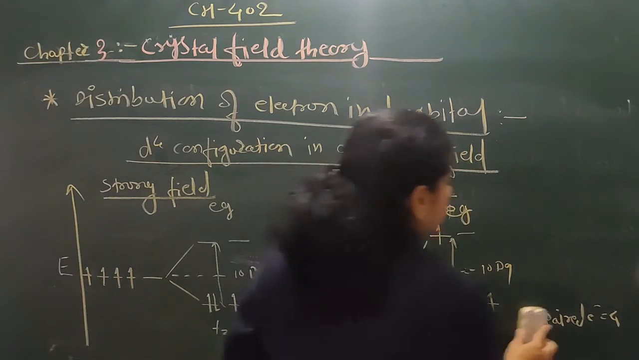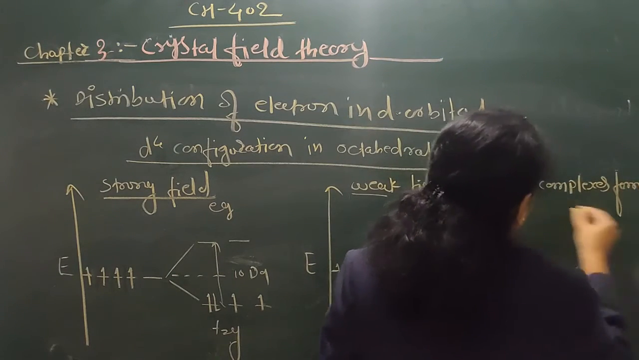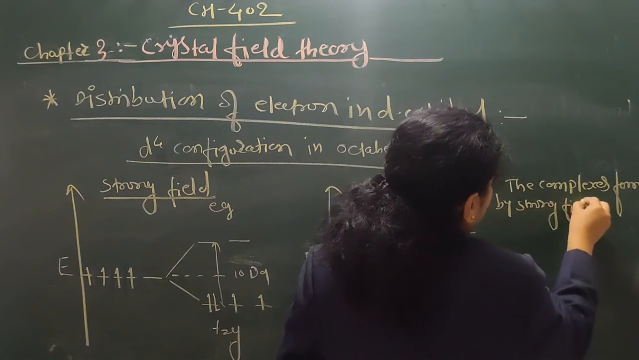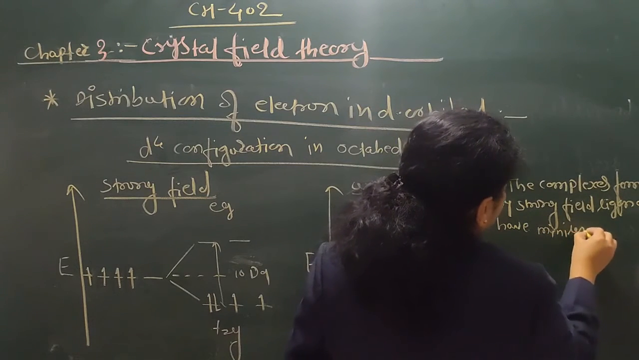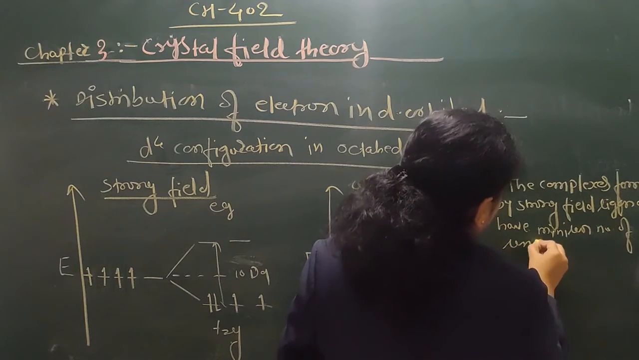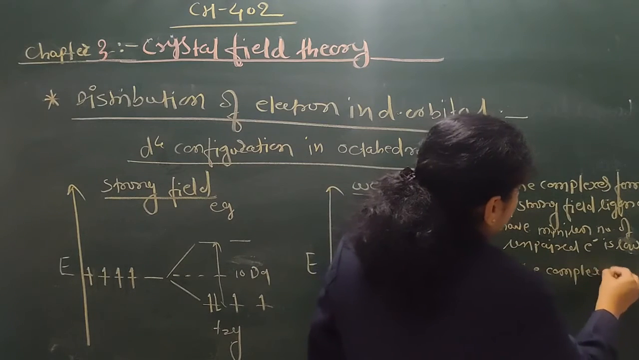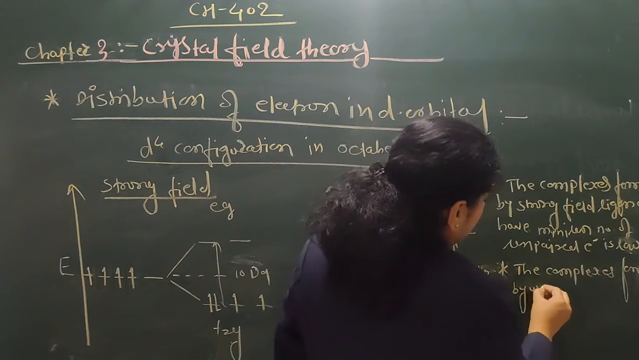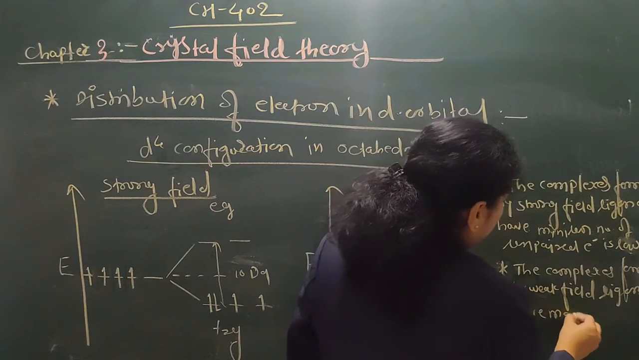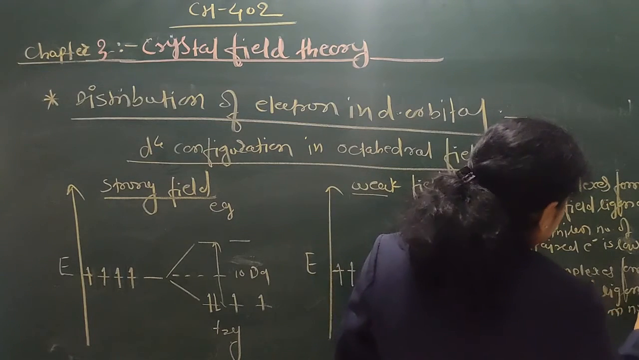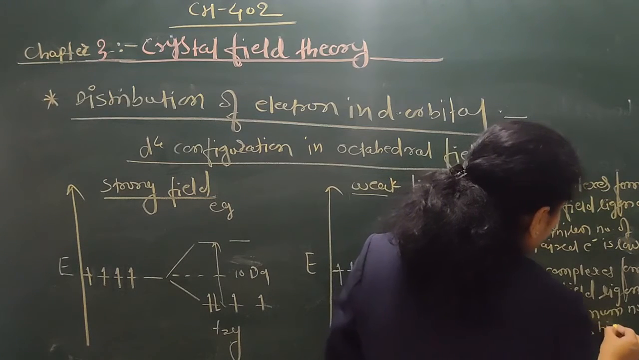So the complexes formed by strong field ligands have a minimum number of unpaired electrons, and the complexes formed by weak field ligands have a maximum number of unpaired electrons, known as high spin complexes.